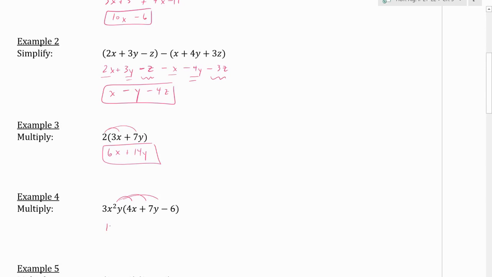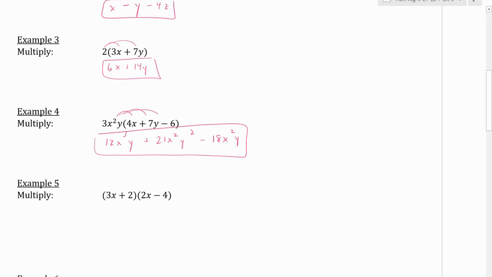So 3 times 4 is 12. x squared times x makes x cubed, and then there's still a y. Plus 21, x squared y times y is y squared. Minus 18x squared y. None of those are like terms, so we stop. We're just distributing two things.